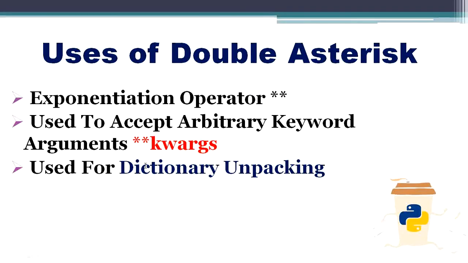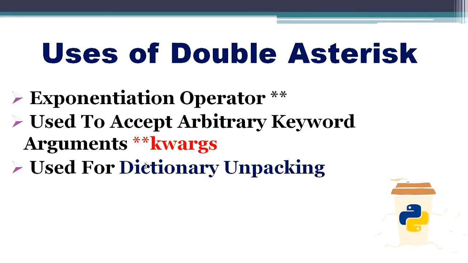Now let us discuss the second use case, which is probably the most important use case of the double asterisk operator. We can use it to accept arbitrary keyword arguments in our program. What do I mean by keyword arguments? Before jumping into an example, let us discuss the types of arguments that can be passed to a function. These include positional arguments and keyword arguments.